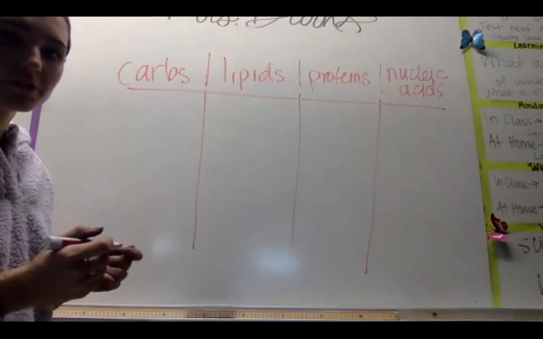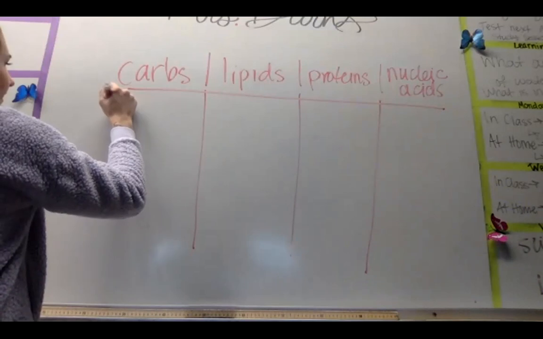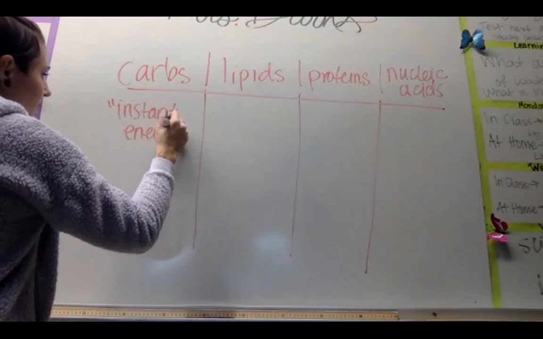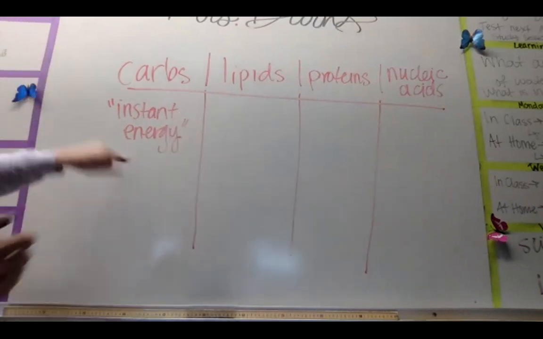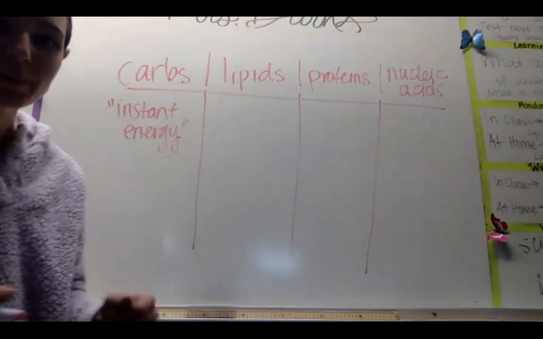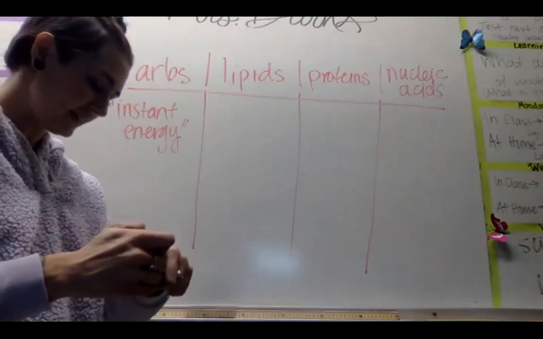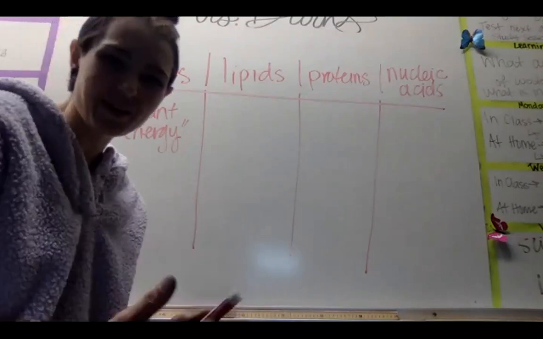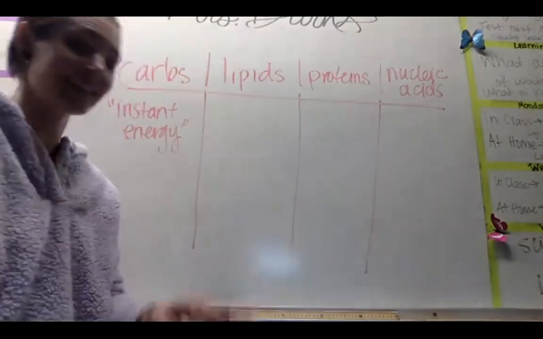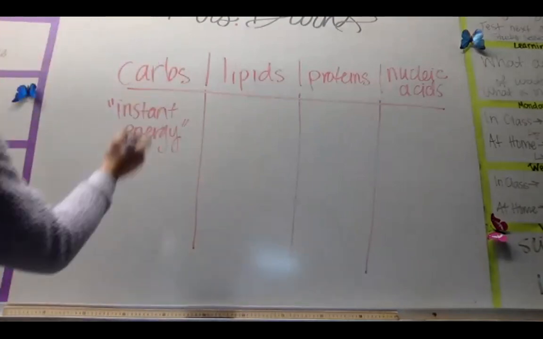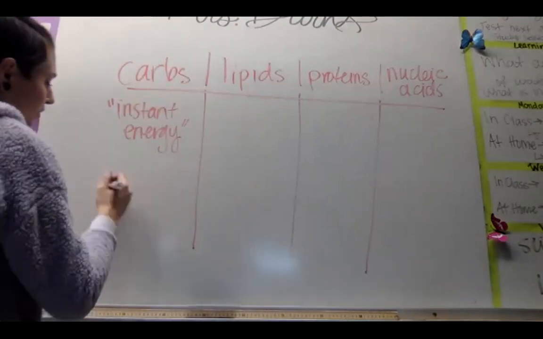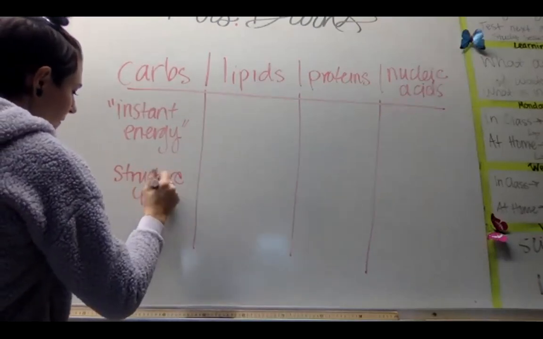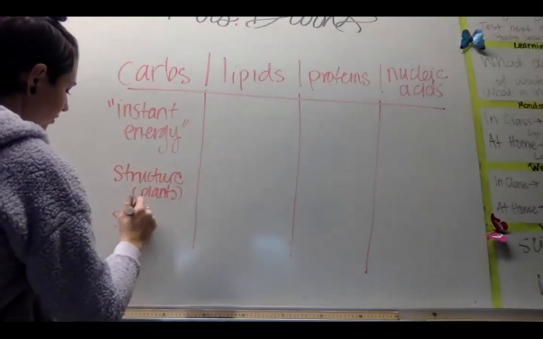So some functions of carbohydrates, carbs: they give instant energy. What's the main function though? Instant energy. Carbs are like sugar. If you're running a marathon, you're going to want sugar. You want something like Gatorade. It has electrolytes and sugar in it because that just keeps you going, right? So carbs are instant energy, and they can also be used for structure, like in plants.